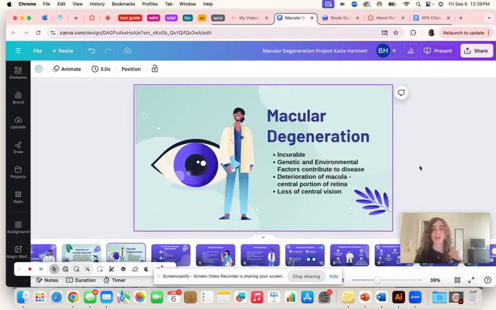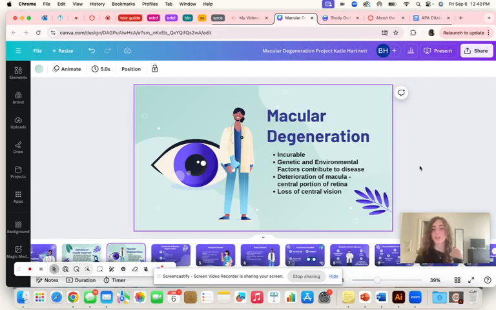Now, when we're talking about macular degeneration specifically, it is incurable. There are many genetic and environmental factors that contribute to this disease. It can be passed down from family members, or environmental factors like smoking and a poor diet can also contribute to its development. Obviously, we hope that children aren't smoking and that they have a healthy diet. The majority of the time, children who have this disease have it genetically, passed down.